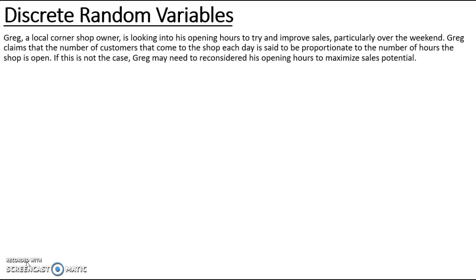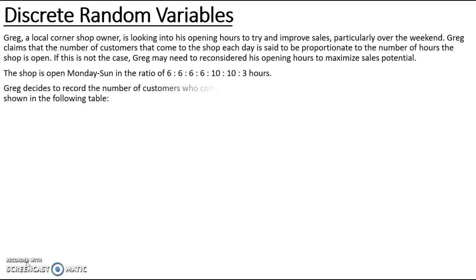over the weekend. Greg claims that the number of customers that come to the shop each day is proportional to the number of hours that the shop is open. If this is not the case, Greg may need to reconsider his opening hours to maximise sales potential. The shop is open Monday to Sunday in a ratio of 6 to 6 to 6 to 6 to 10 to 10 to 3 hours. So Monday 6 hours and Sunday 3 hours.